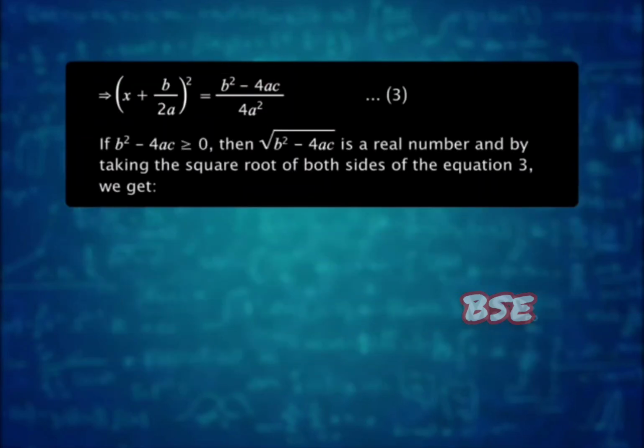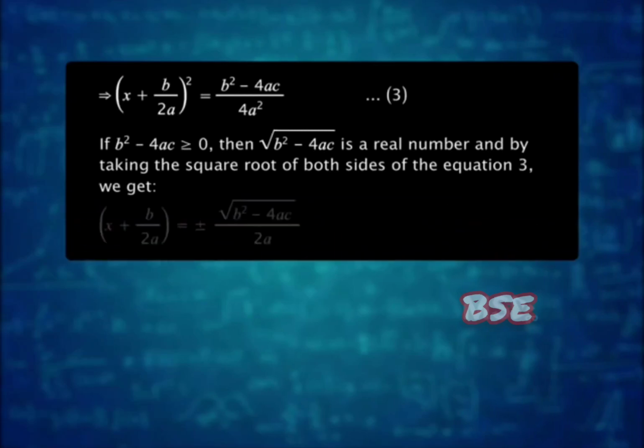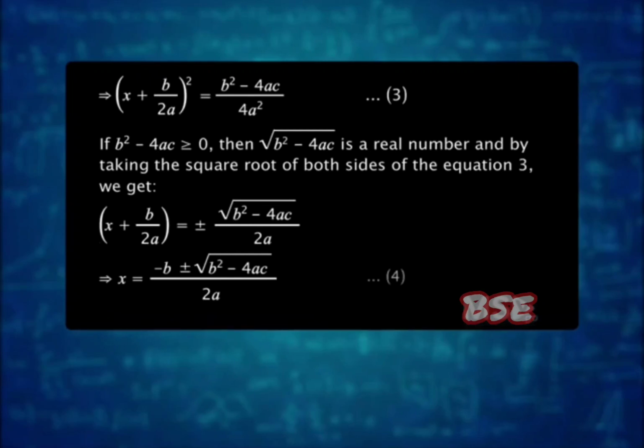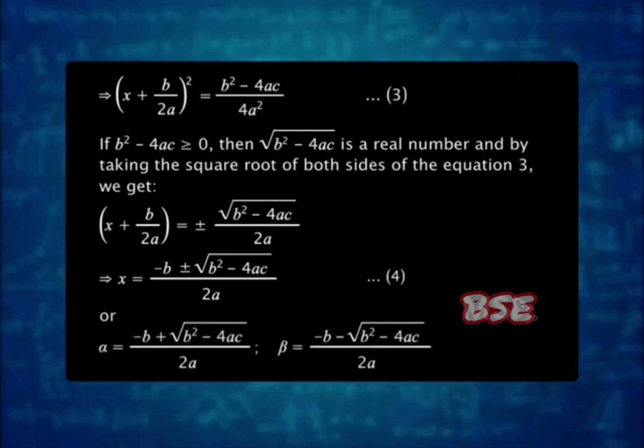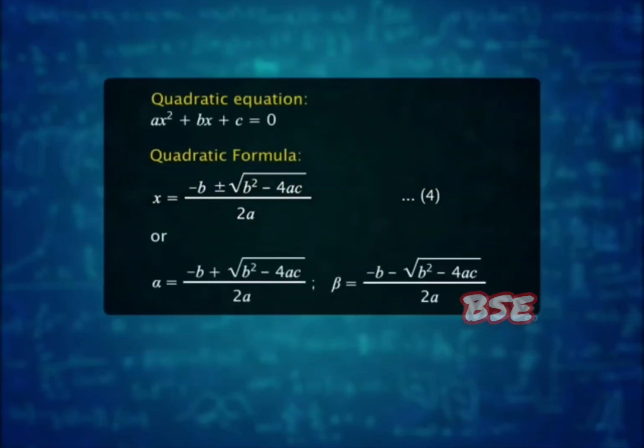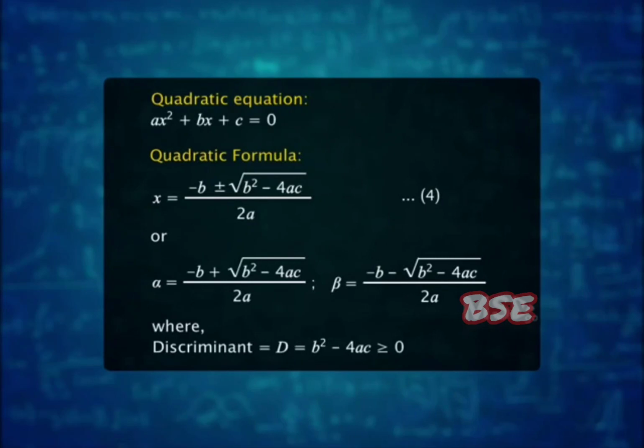If b squared minus 4ac is non-negative, that is, greater than or equal to 0, then its square root is a real number, and we get two roots alpha and beta of the quadratic equation as shown. In fact, equation 4 is called the quadratic formula. We use this formula to find the roots of the quadratic equation. The expression b squared minus 4ac is called the discriminant and is denoted by D.